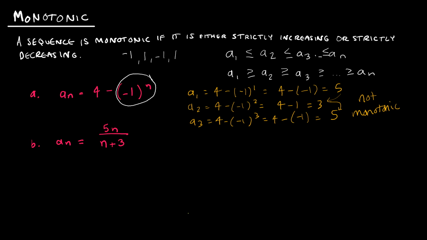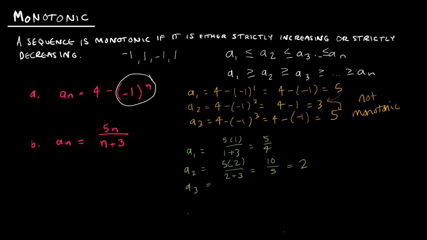Now let's take a look at example B. And again, feel free to either find the values and see the pattern, or you can reason through it. So let's just find the values first. This would be 5 times 1 over 1 plus 3, which would be 5 over 4. So just a little bit over 1. A sub 2, 5 times 2 over 2 plus 3. That's 10 over 5, which is 2.